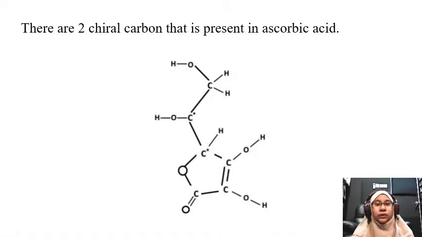So there are two chiral carbon that is present in ascorbic acid. As you can see, the little red arrow shows you the two chiral carbon. It's the carbon with the little star there.